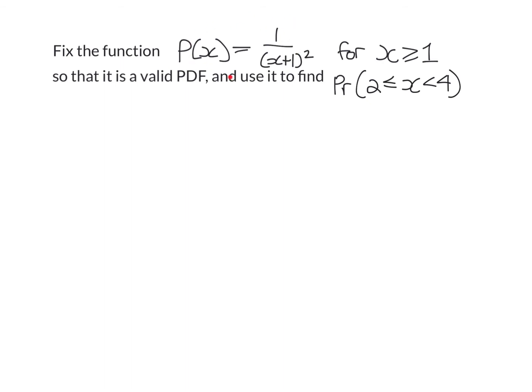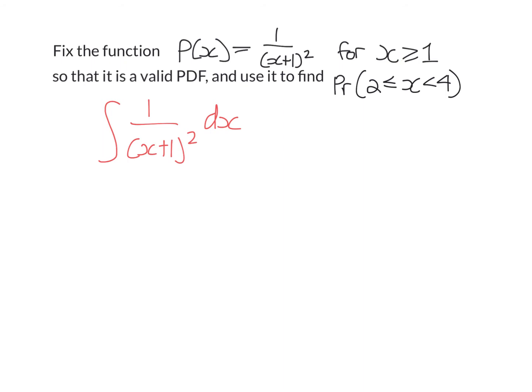This will only ever take positive values because the bottom can only be positive, any square number is going to be positive. So positive divided by positive is always positive. The problem with this function is it doesn't actually satisfy the second condition. So why is that? Well, the second condition says when I integrate a function that's a PDF, it should equal 1. So we're going to integrate over all possible values of x.